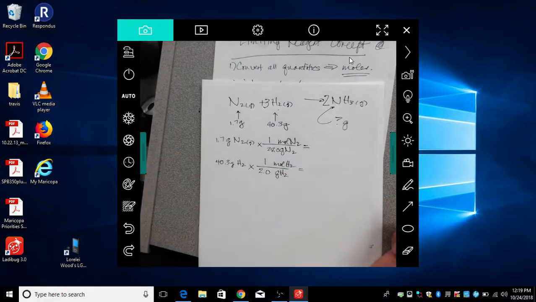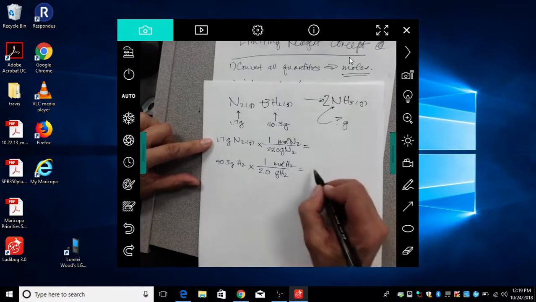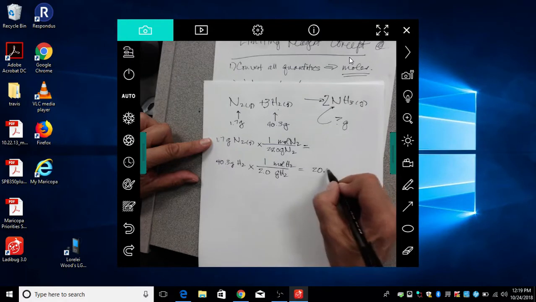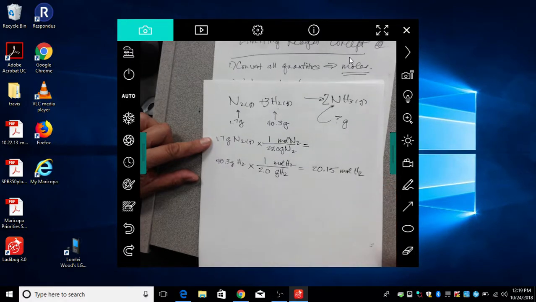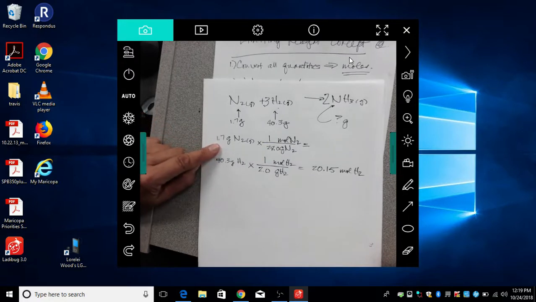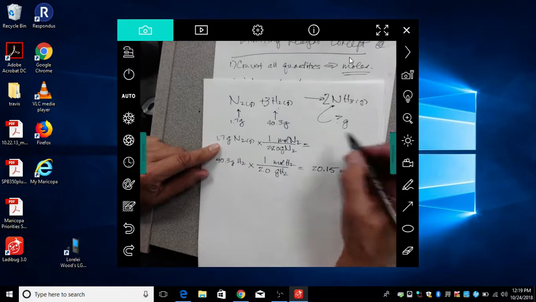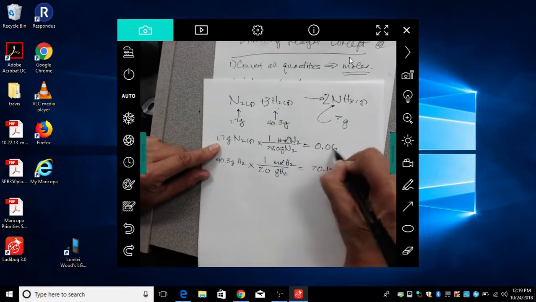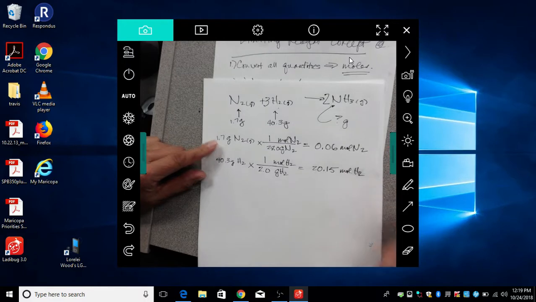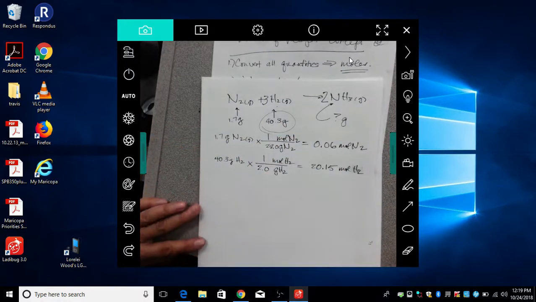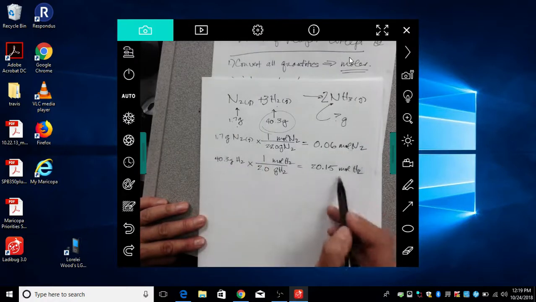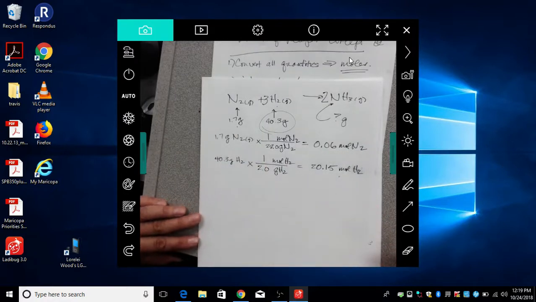All right, somebody with a calculator, do that top one for me. What's 1.7 divided by 28? 0.06? So even though we had a huge whopping amount of hydrogen in comparison to nitrogen, the mole ratio isn't that much of a difference.